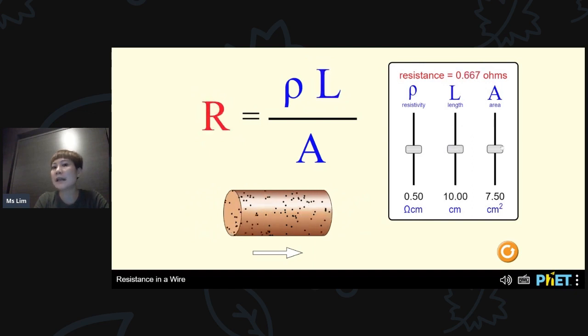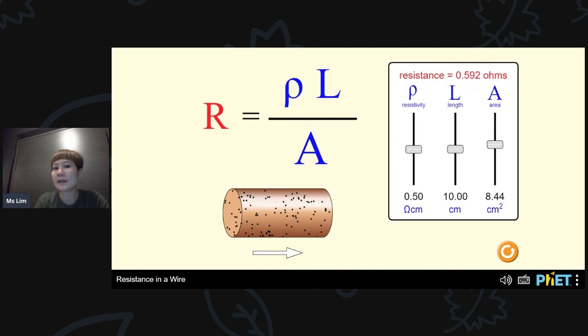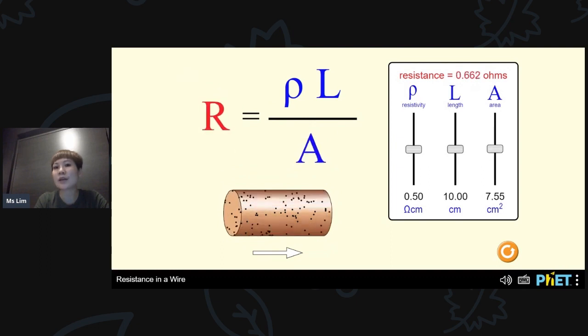Okay, and finally, area, the cross-sectional area. So you think about the expressway versus a small lane. The expressway is so much easier for the charges to flow through. So when I have a thicker wire, my resistance drops. If I have a thin wire, it's going to make it very difficult for the charges to flow through. Okay, so this is how the factors come together to affect the resistance in a wire.